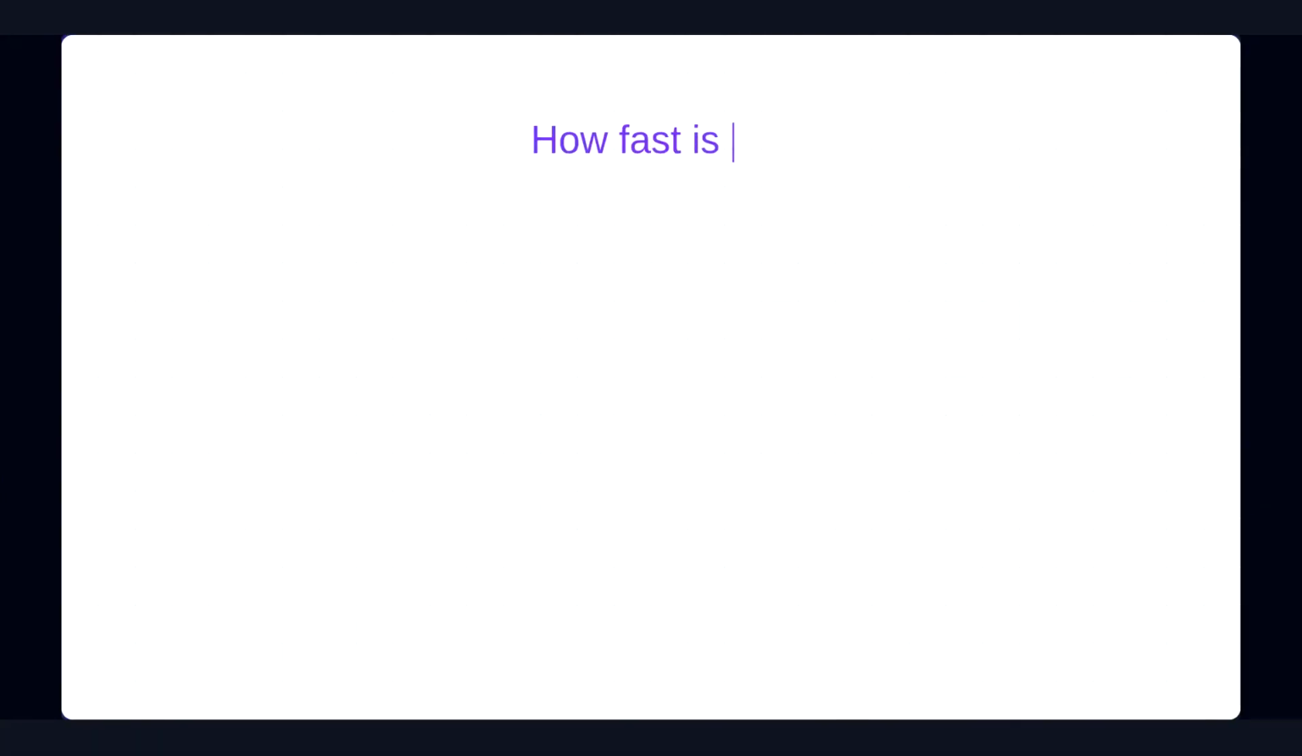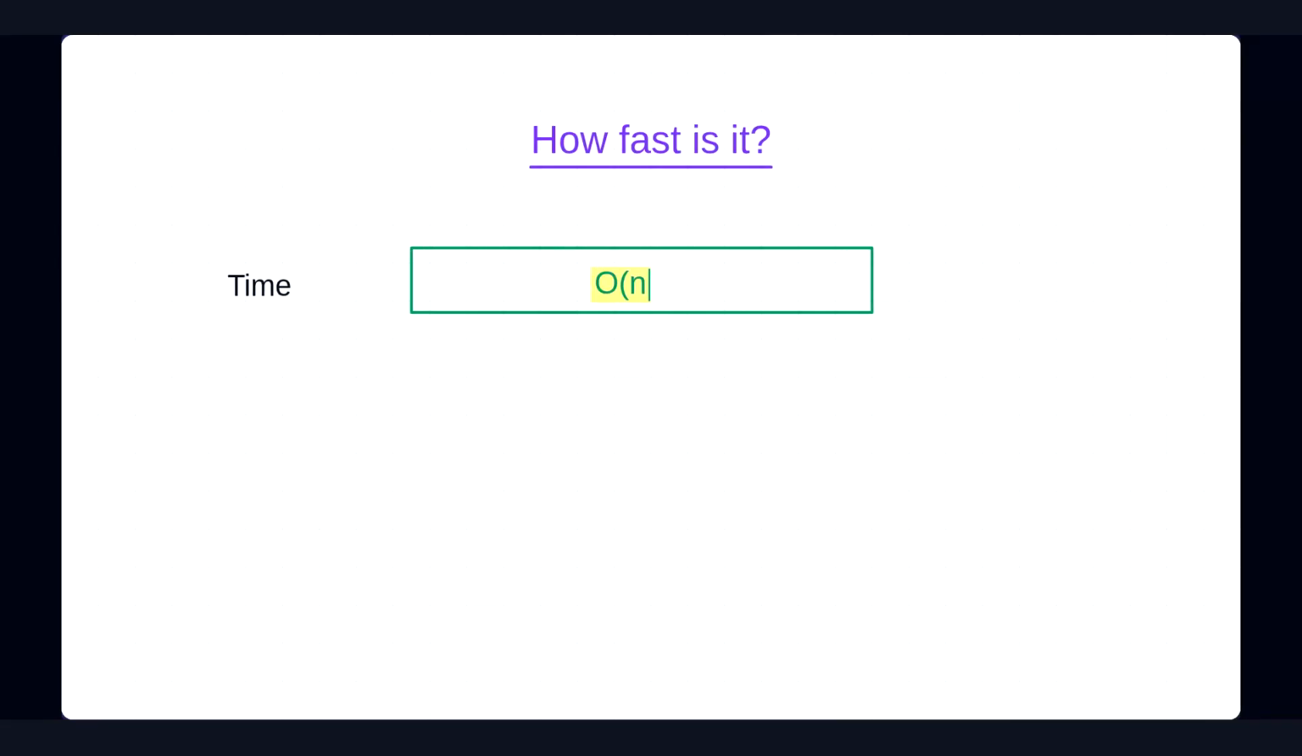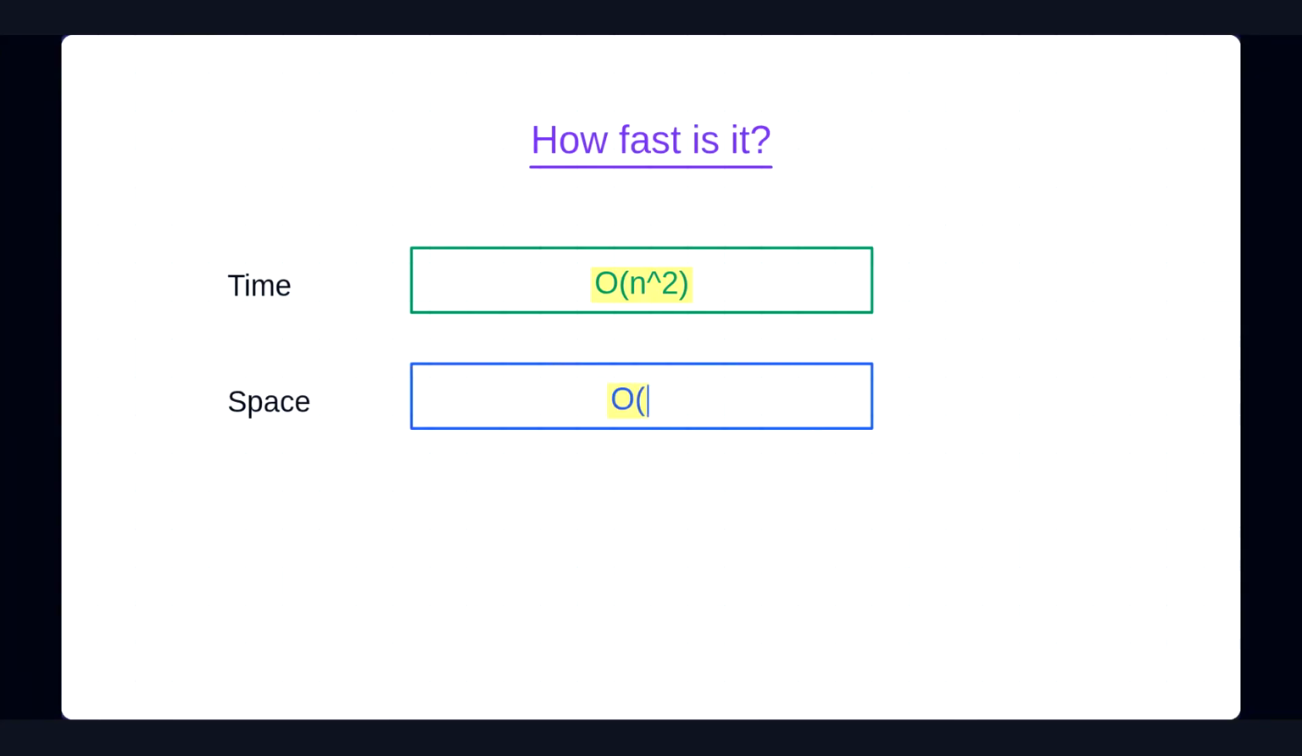How costly is this? We do about n passes, and each pass looks at up to n pairs, so the work grows like n times n. That is order n squared time. We only swap values inside the same list, so we use no extra space worth counting, order one space.